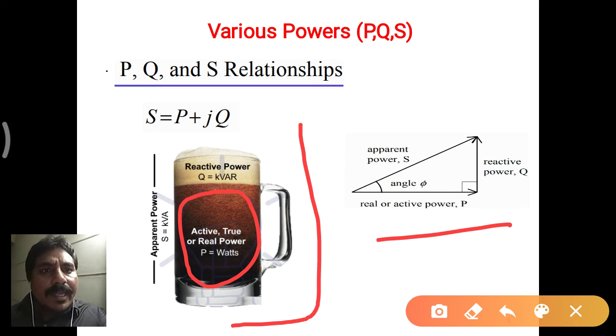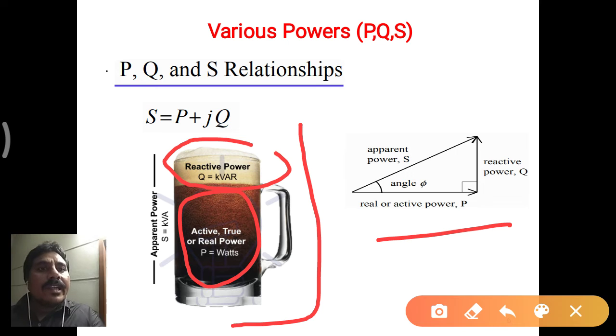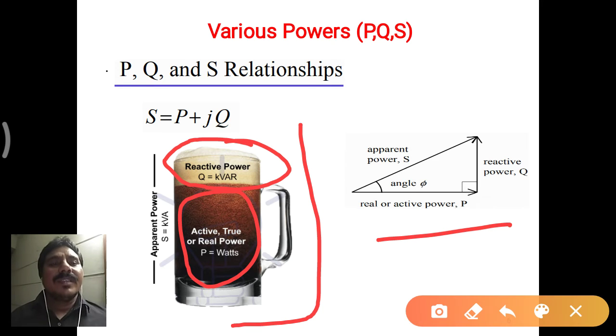And this white colored content is nothing but the reactive part. It is foam. It is not an active element. It is a gas, it is an acid. But we have to understand that without this foam, there is no value for the active liquid. Therefore, to make sense of the active content, we have to add the reactive part.